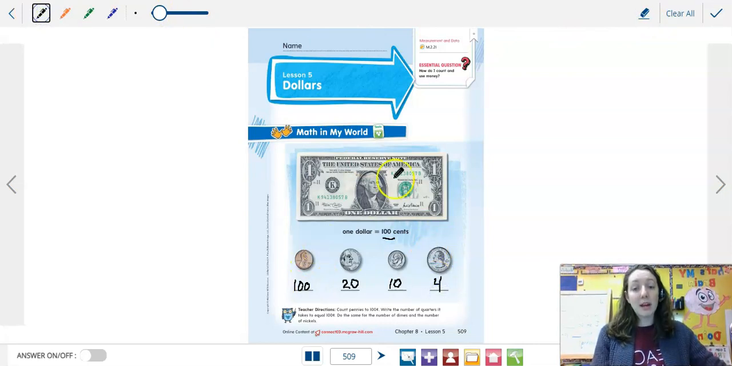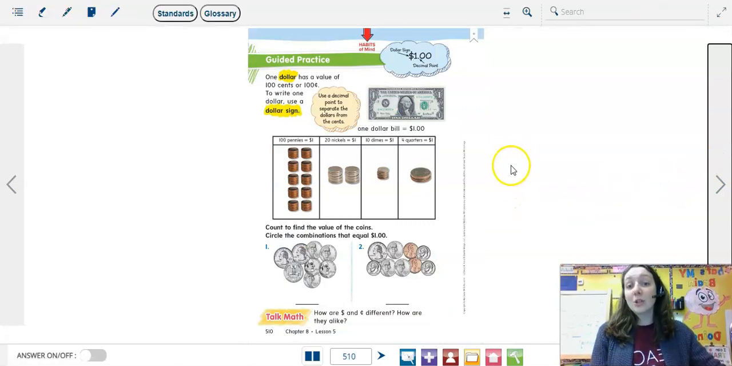So it takes 100 pennies to equal a dollar, 20 nickels to equal a dollar, 10 dimes to equal a dollar, and 4 quarters to equal a dollar. So a dollar has a value of 100 cents, as you can see with the little cent sign. To write a dollar, you're going to use a dollar sign. So this is new for us.